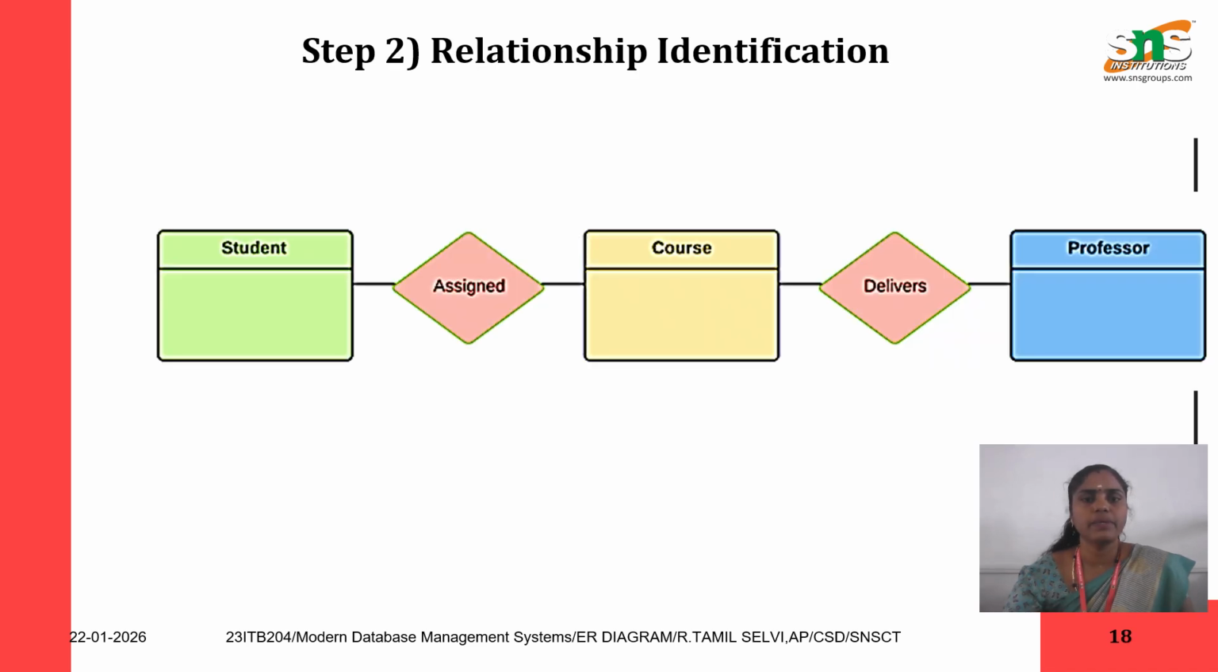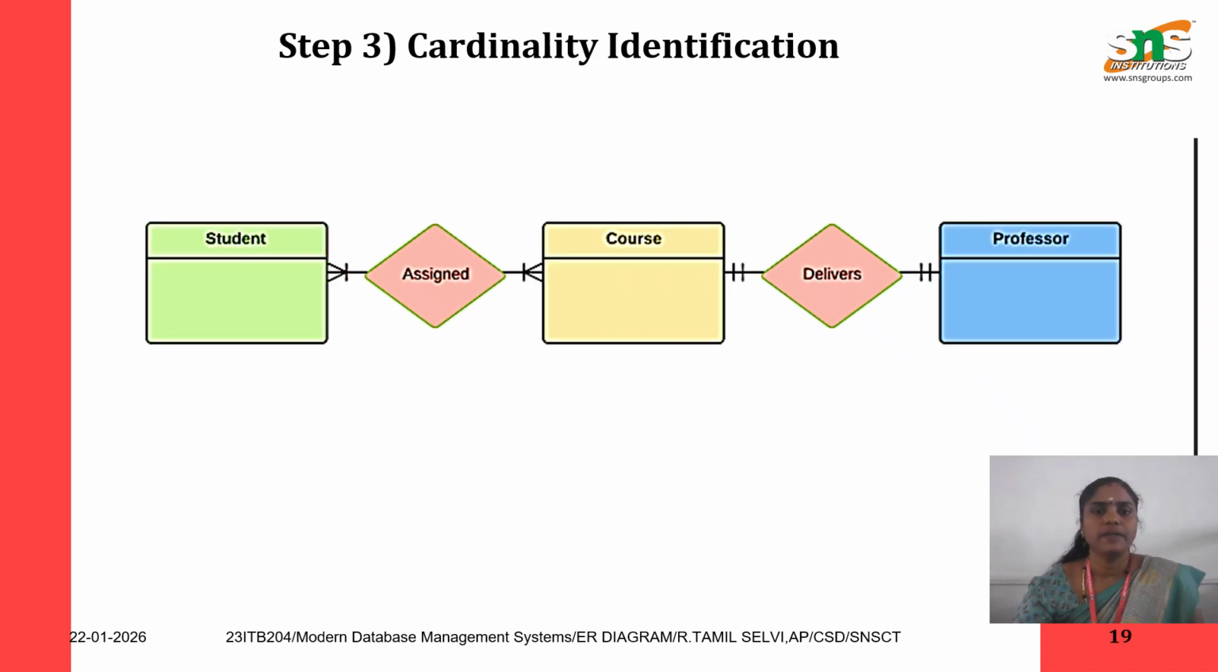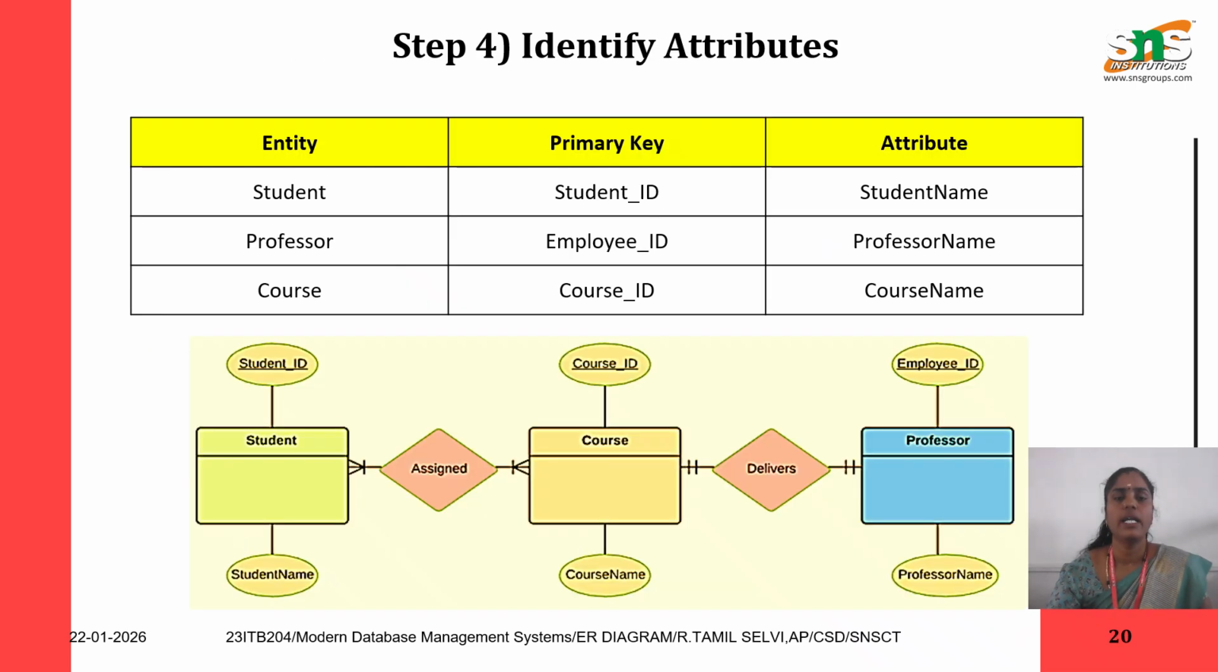And the second step is relationship identification. We have the following 2 relationships, that is the student is assigned to the course and the professor delivers a course. We have 2 relationships, that is assigned and deliver. And in the third step, we have to identify the cardinality. From the problem statement, we know that a student can be assigned multiple courses and a professor can deliver only one course.